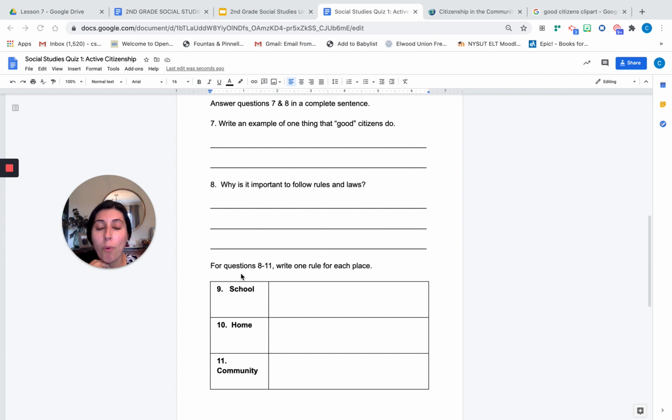And then for questions 8 through 11, it says, write one rule for each place. So think of some rules that we have in school. Think of some rules that we have at home. And think of some rules or laws in our community.